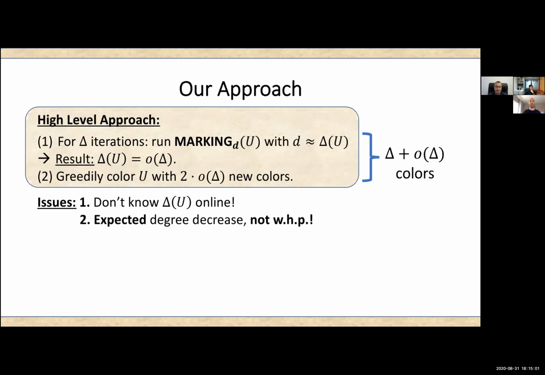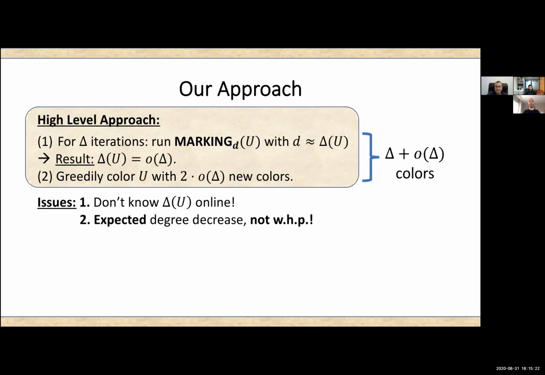Another problem, which maybe wasn't clear from notation, is that what we're saying about nodes' degree decrease is that it decreases at a rate of 1 minus little order of 1, but this little order of 1 is not 1 over poly n, so we can't union bound and argue that the maximum degree decreases at the right rate. We don't have high enough probability.